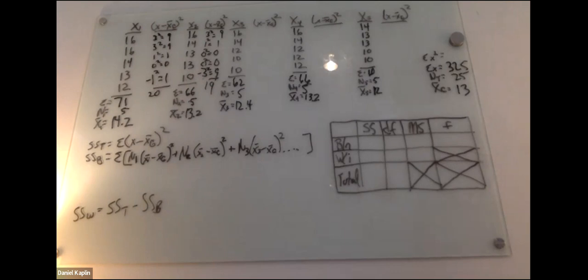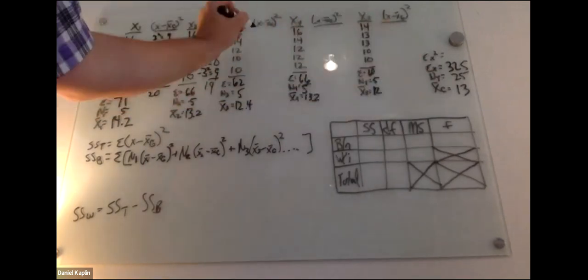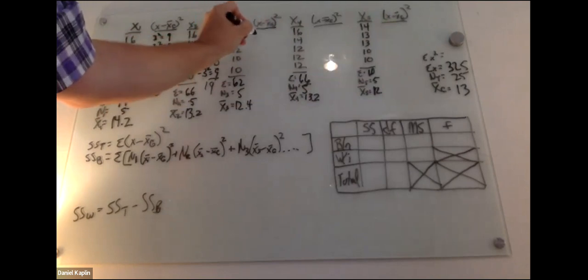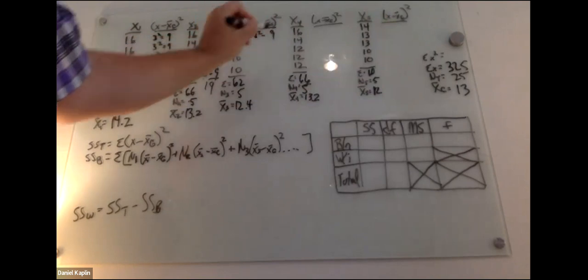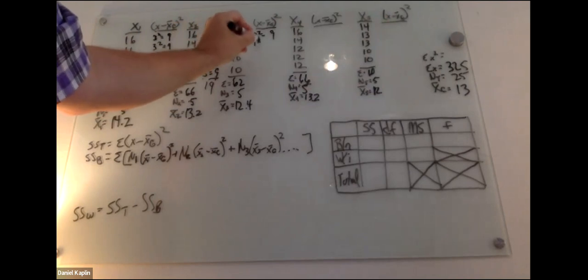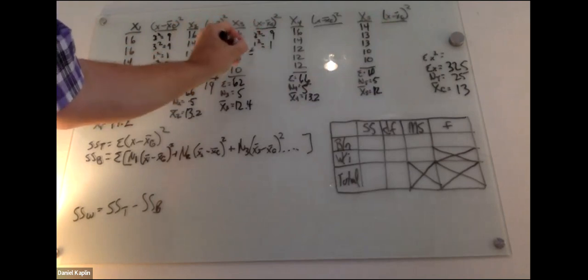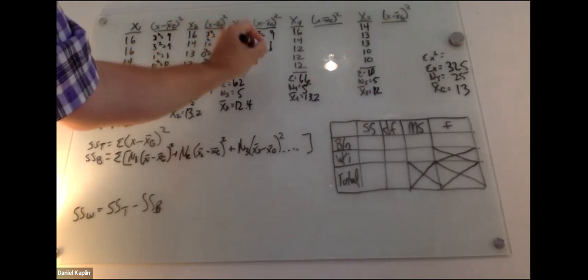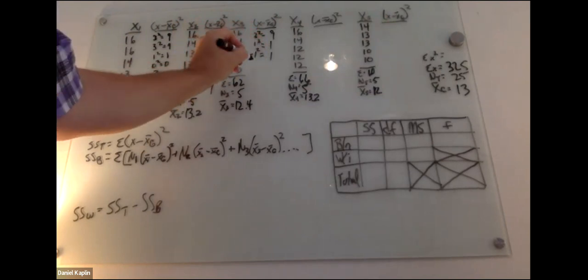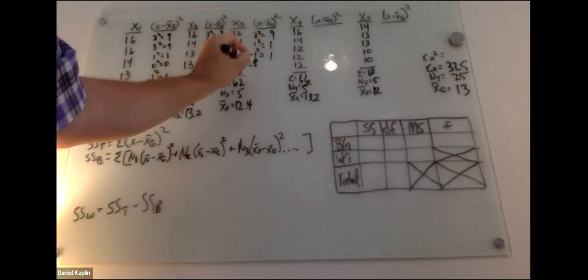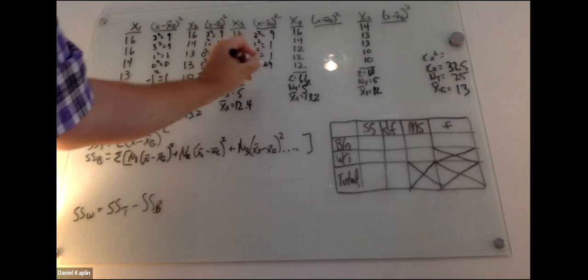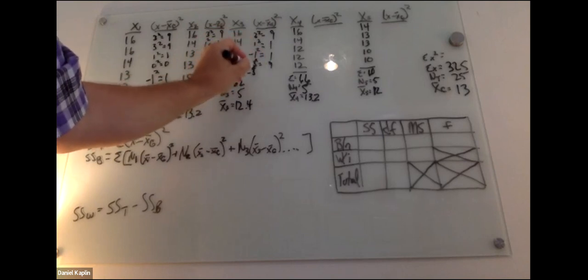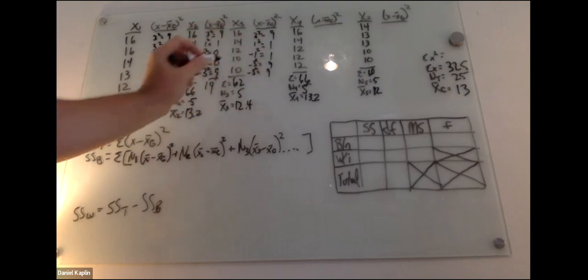14, 13, 13, 10, 10. Okay, my demo looks right going forward. So 16 minus 13 again is 3 squared, or 9. 1 squared, or 1. Negative 1 squared, or 1. 10 minus 13 is negative 3 squared, or 9. Negative 3 squared, or 9.